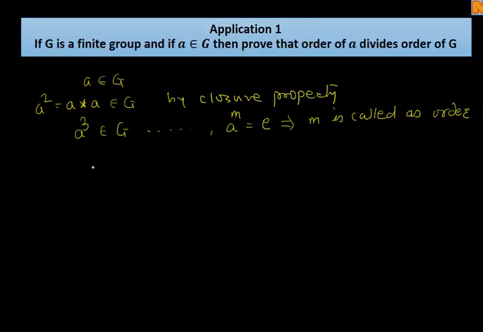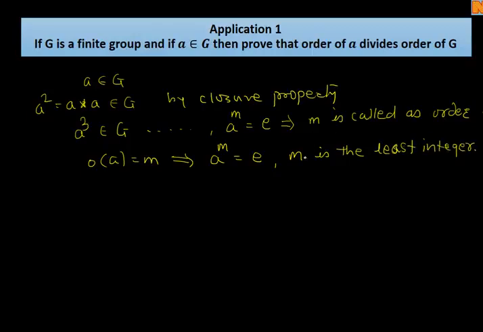and it is denoted by the small circle notation, O(A) equals M. So order of A is equal to M, it means what? A raised to M is equal to E, and note that this M is the least, the smallest integer. You have to remember this is the smallest integer which will give E. So this is something about the order of an element, right?